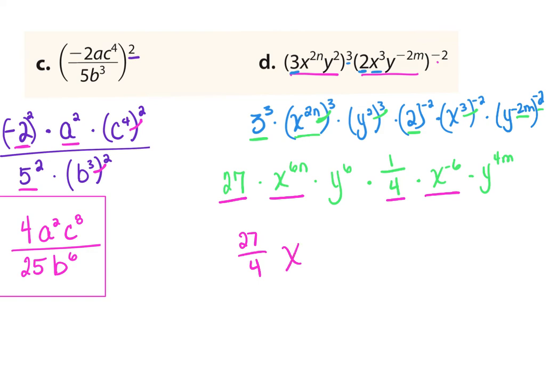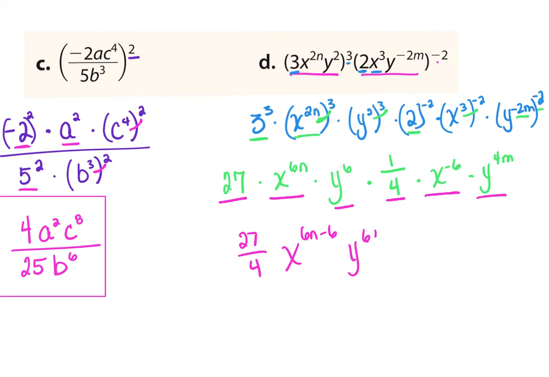Another way to say that is just 6n minus 6. Can I combine those? No, algebraically, those are not like terms. That's as simple as that x can get. I know everything in you wants to make it look prettier than that, but that's as simple as it gets, all right? For my y's, I have a 6 and a 4m.